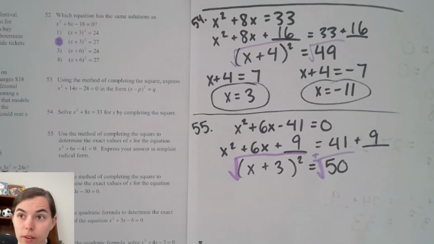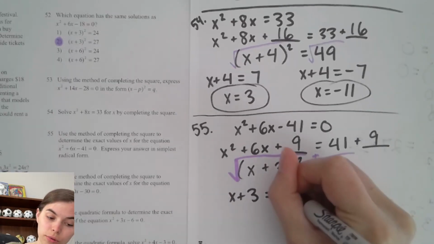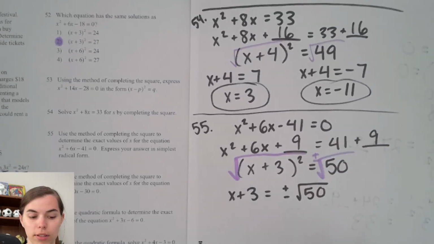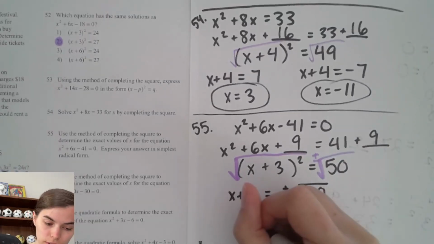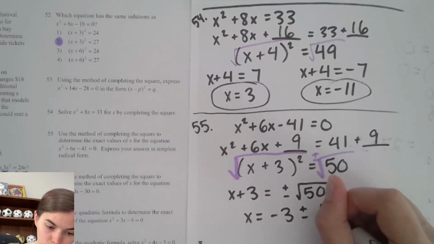So then just to rewrite that a little bit, that cancels out the square root and the squared go away, and we're just left with x plus 3 equal to plus or minus the square root of 50. And then the last thing to get x by itself is just to subtract that 3 from both sides, so we'd get x equals negative 3 plus or minus the square root of 50.